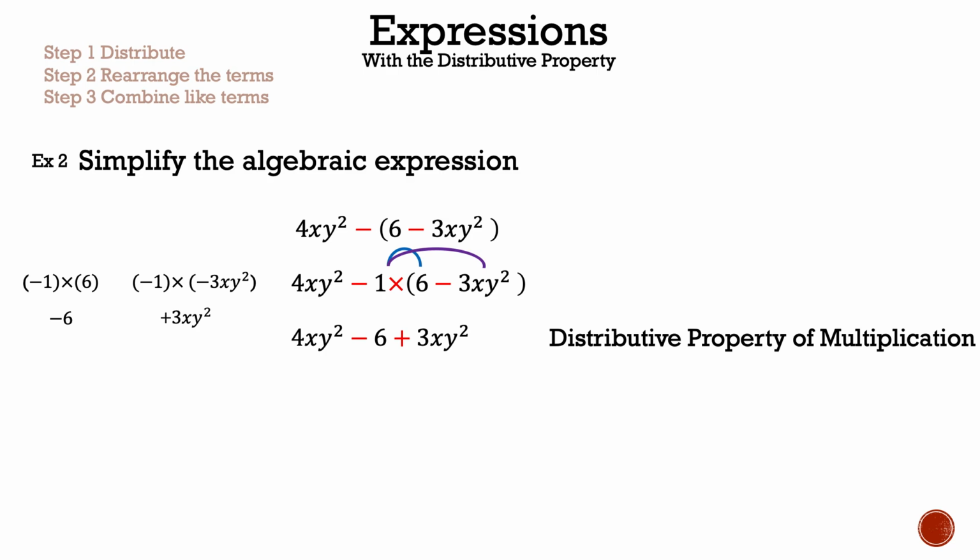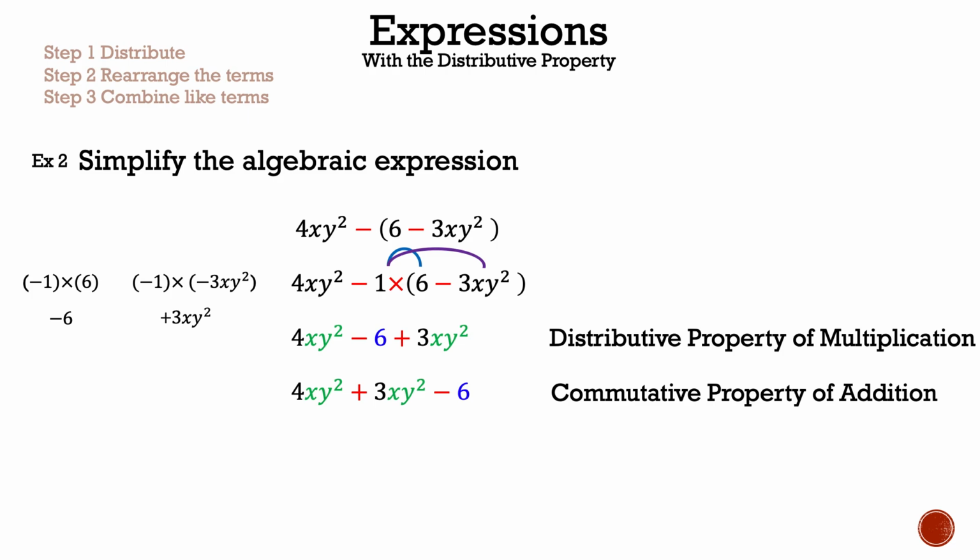As a result is a positive. And now we're going to go ahead and color coordinate the terms. We're going to rearrange the terms using the commutative property of addition. And now we can go ahead and combine the like terms. In this case, since 4 is positive, 3 is positive, we can go ahead and add the 4 plus the 3, which gives us 7, and this gives us our final answer of 7xy squared minus 6.